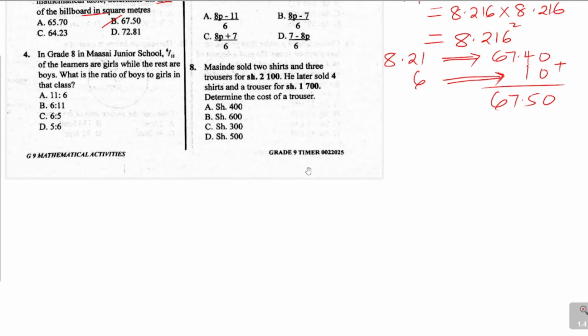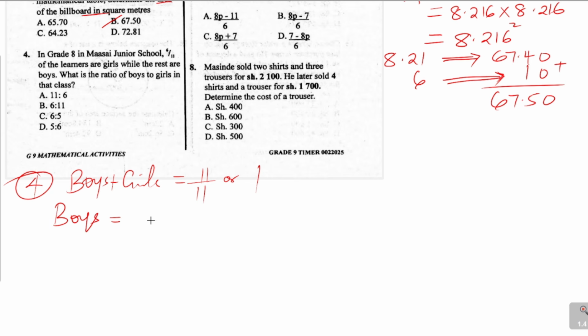Question 4. In grade 8 in Masai Junior School, 6 divided by 11 of the learners are girls, while the rest are boys. What is the ratio of boys to girls in that class? So we're going to take the whole class, boys plus the girls, that is the total, to be represented by 11 divided by 11, or simply 1. So you're given the girls are 6 over 11.